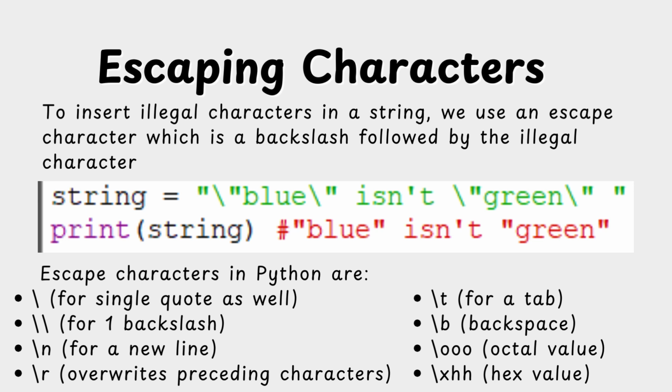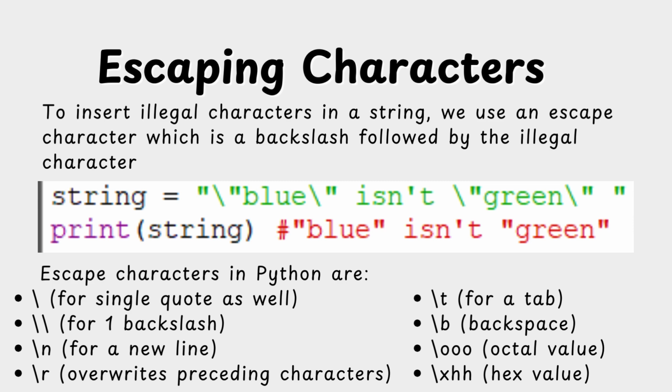So let's say I have a string called blue isn't green, and I use double quotes outside it. The single quote in the isn't is absolutely fine because it doesn't match with the surrounding quotes. But let's say I wanted to put double quotes around blue and green. I have to use an escape character before every quote for blue, and before every quote for green. Now, there's some escape characters in Python that you can use for different things. So the most basic one, which you've gone through, is a backslash, which works for single quotes and double quotes.